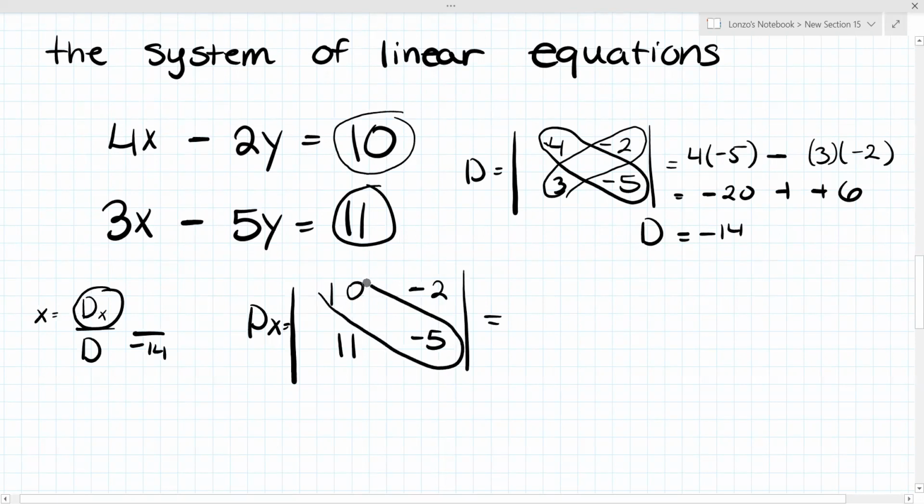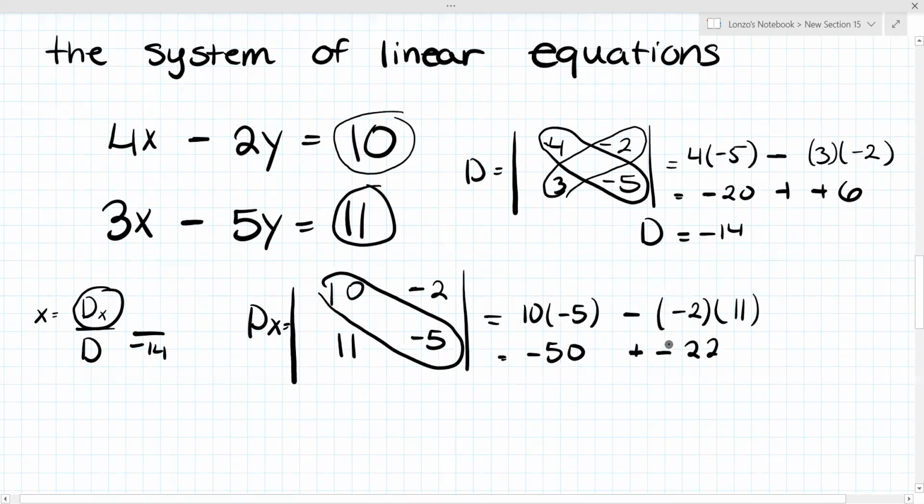Now you've got to find the determinant. So it's 10 times -5, minus -2 times positive 11. What's 10 times -5? -50. Minus a -22, right? Because -2 times 11 is -22. Two negatives become a positive, so you're left with -50 plus 22, and that's going to be -28.